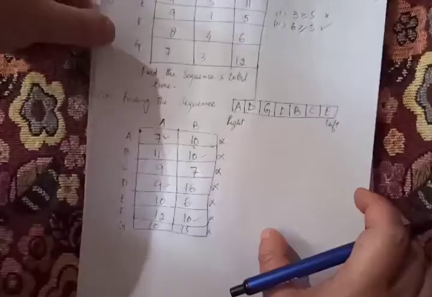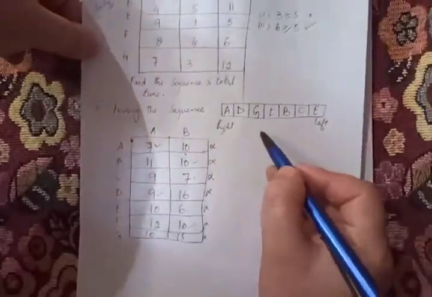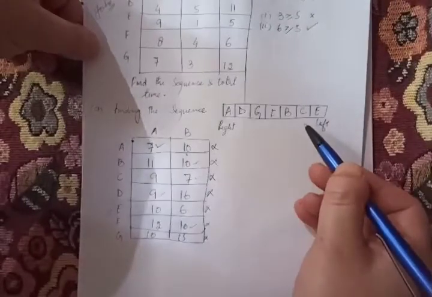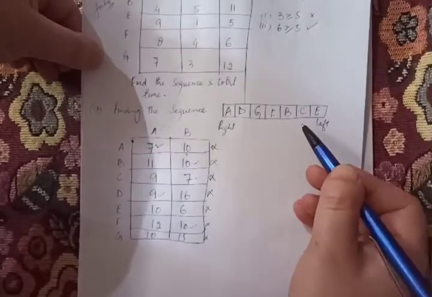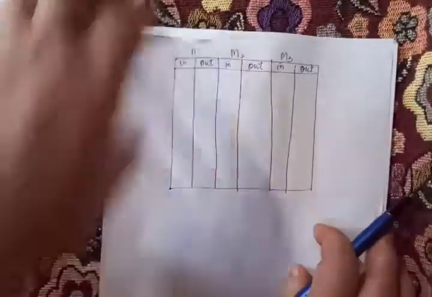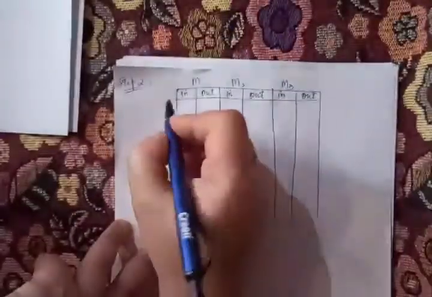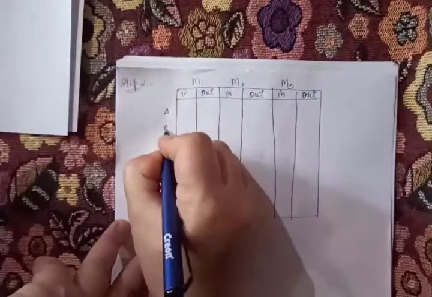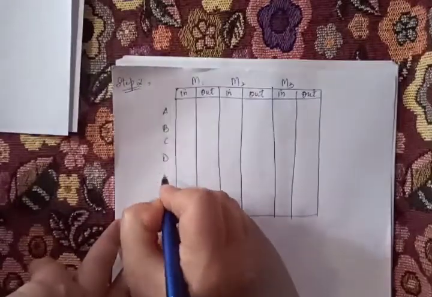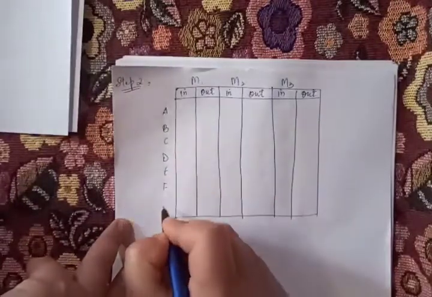So let us solve this question now. We got our sequence. This is the sequence which we have to follow for 3 machines in order to get executed. So say these are the 3 machines. This is step number 2. And how many jobs we have? We have 7 jobs. Job number A, B, C, D, E, F, and G.